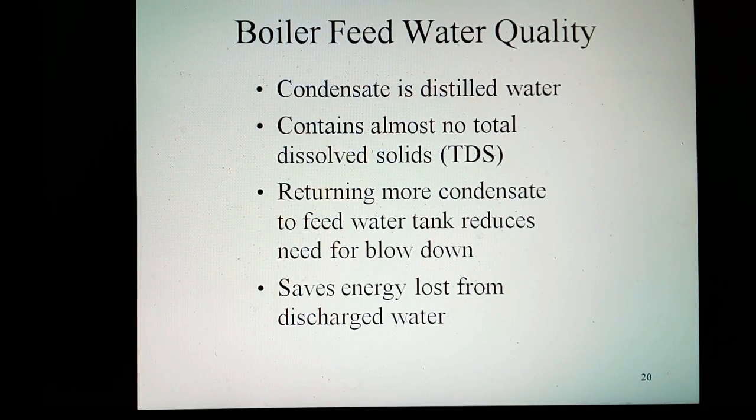Boiler feed water quality. Condensate is distilled water, which contains almost no total dissolved solids. Boilers need to be blown down to reduce their concentration of dissolved solids in the boiler water. Returning more condensate to the feed tank reduces the need for blowdown and thus reduces the energy lost from the boiler.